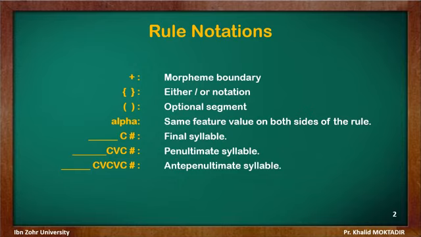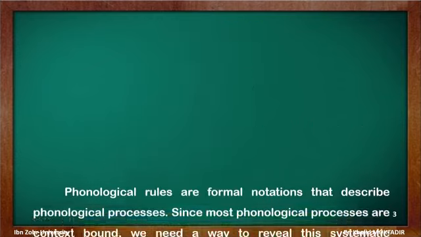The alpha notation is going to be used for combining rules, and namely when we have the same feature value on both sides of the rule, or say both sides of the slash. And then the symbols for the syllable positions. Now the final position, then the penultimate syllable, and the antepenultimate syllable.